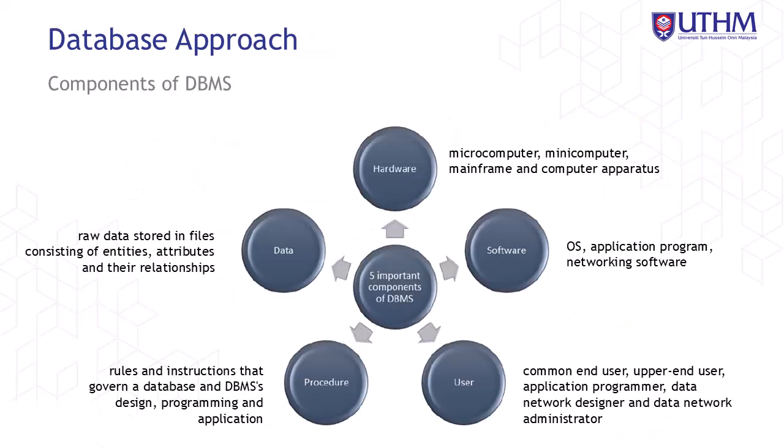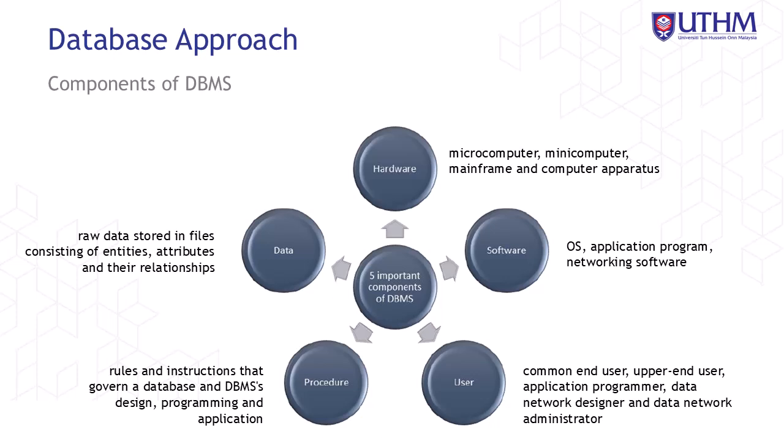The 5 components of a DBMS can be explained as follows. The first one, hardware. This refers to the physical devices required to run the DBMS, such as servers, storage devices, and the network infrastructure. The hardware supports the functioning of the database, ensuring data storage, retrieval, and processing. Next is the software. The software component includes the DBMS and any application used to access and manage the database. This also includes the operating system and network software that support the database operation.